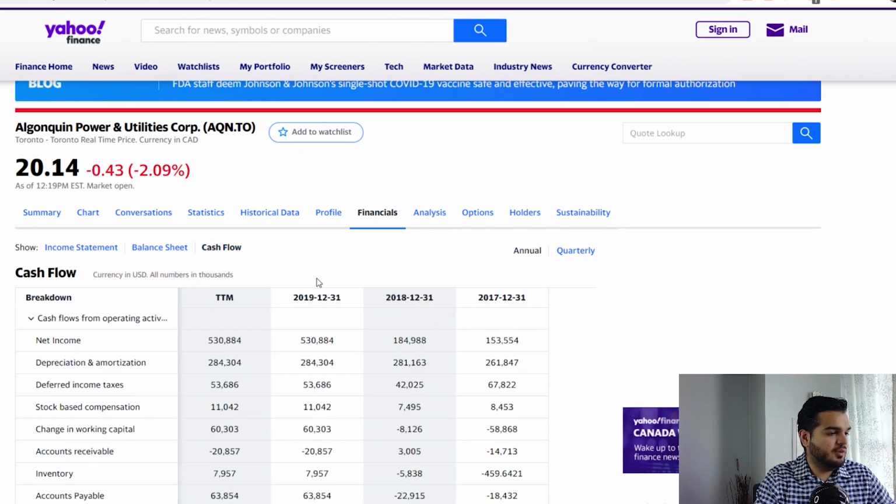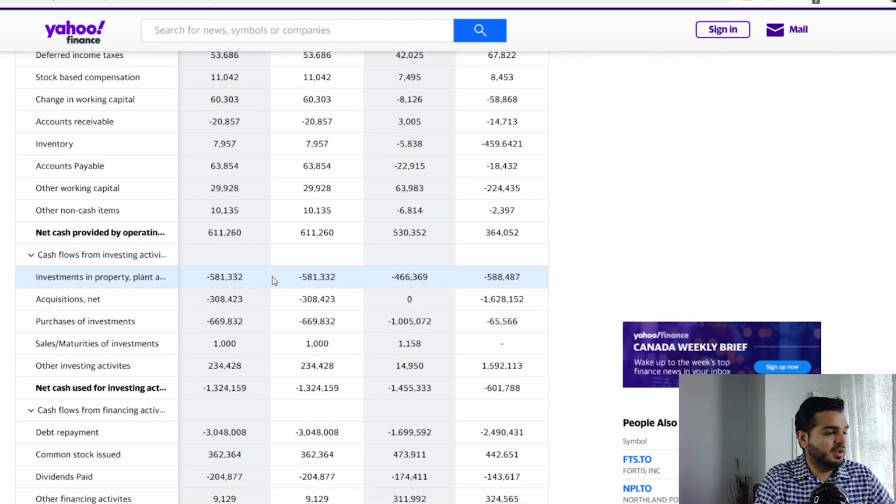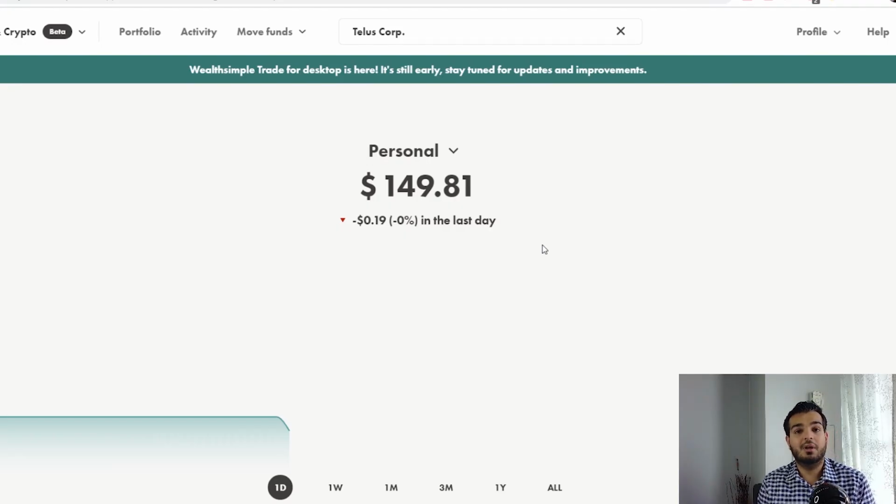In terms of cash flow, how effectively is it using its cash? It's making investments in property, plant, and equipment. It's making investments in acquisitions. It's repaying debt. It's issued more common stock, and it is paying dividends along the way. So for me, Algonquin is a healthy, growing company.